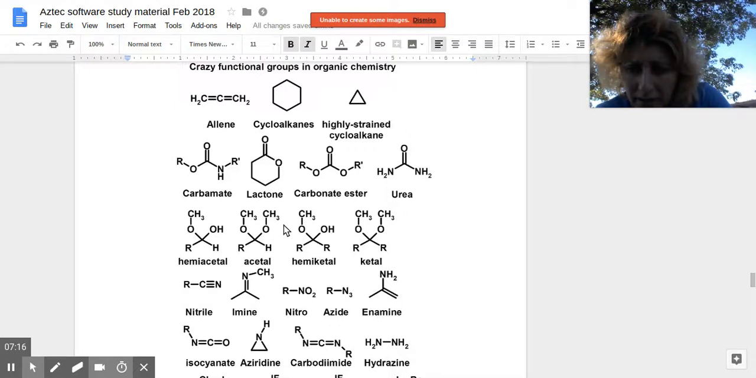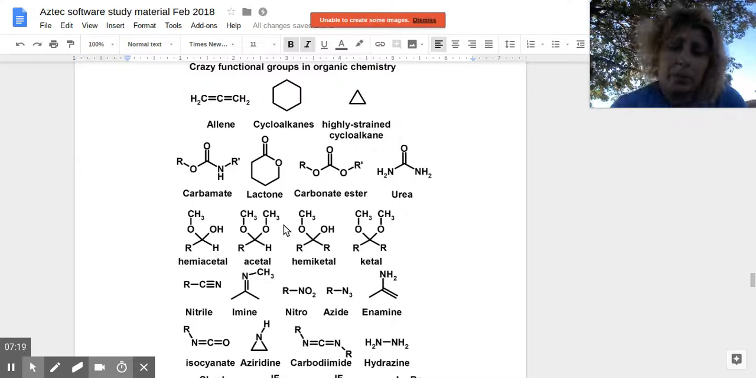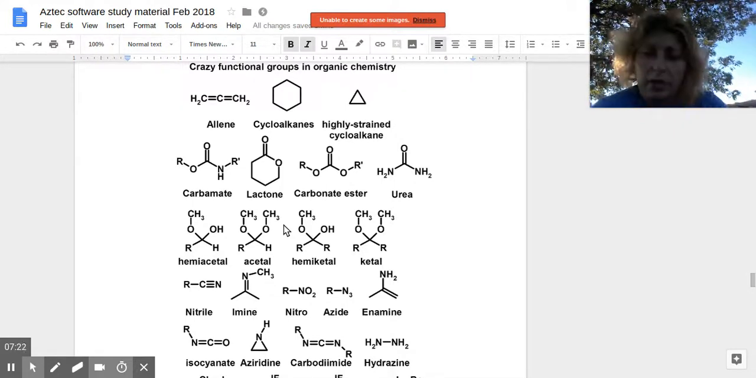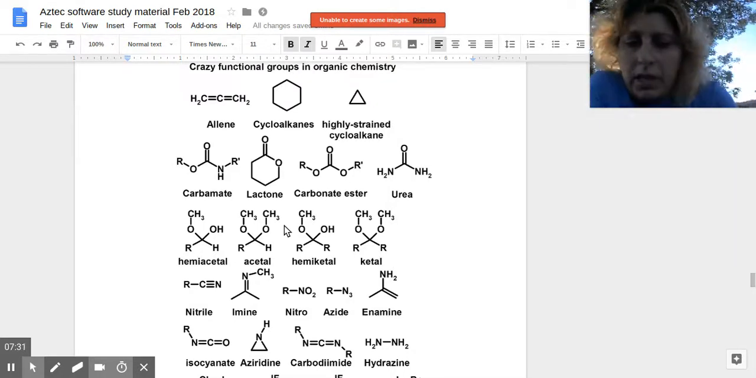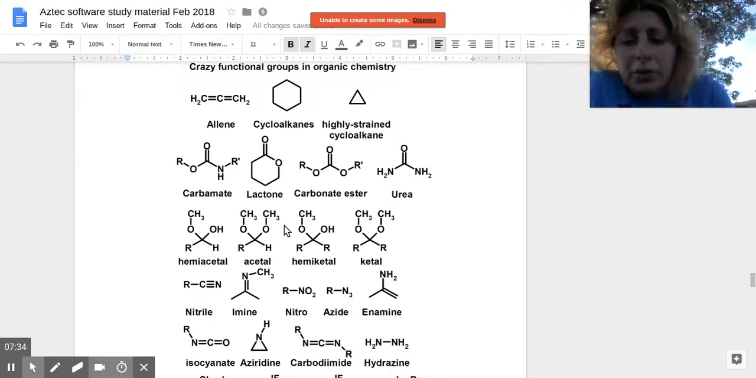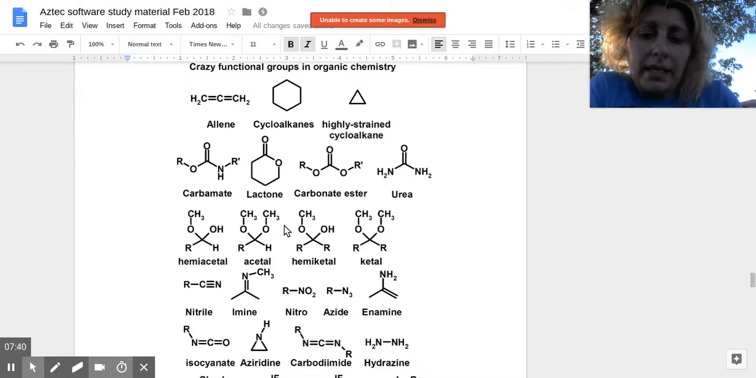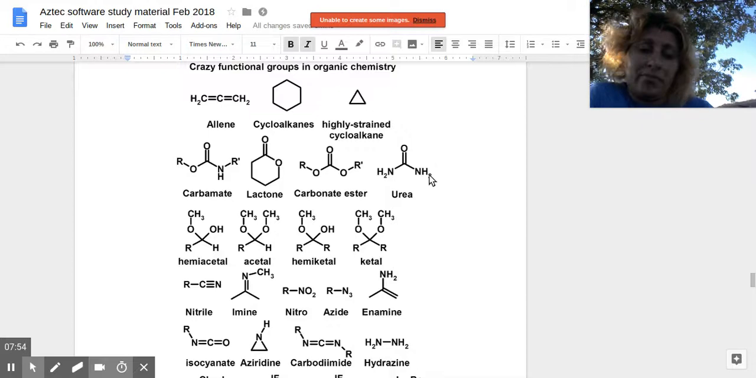Alrighty. Let's see. So nitrile is C triple bound to nitrogen, and then an R group on the carbon. Imine is nitrogen double bound to carbon, a CH3 off the nitrogen. Nitro means NO2, so N is bound to an R group. Azide is N3 to an R group. Enamine, NH2 to the carbon, and a double bond, a carbon and another carbon.